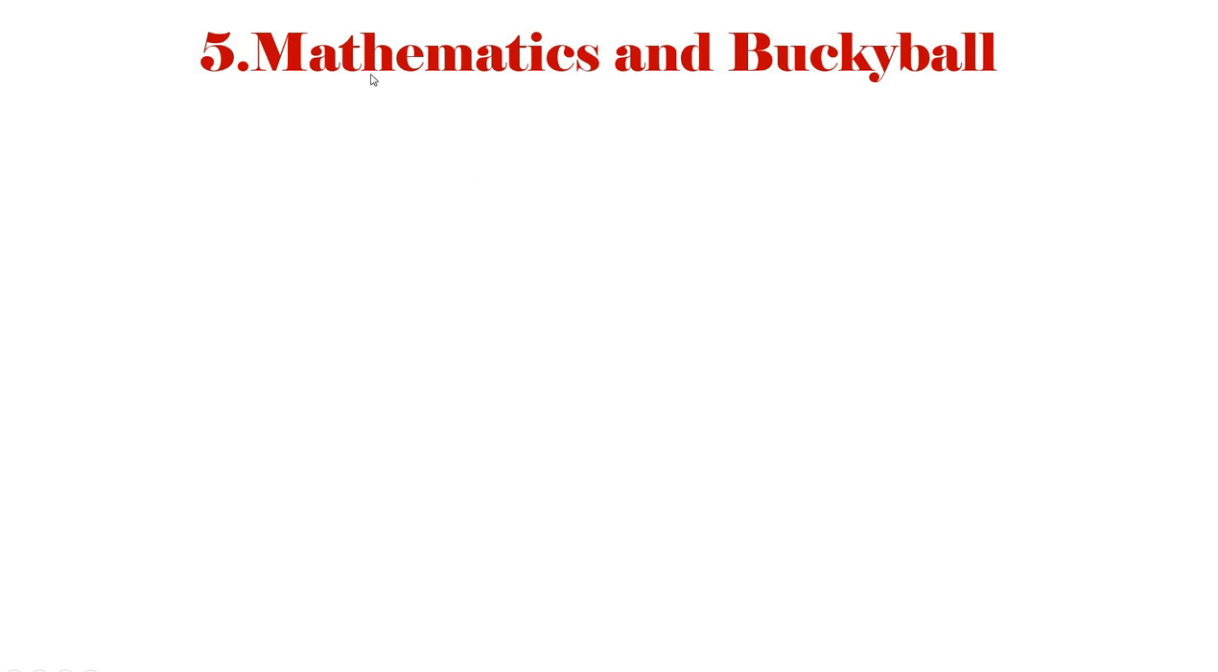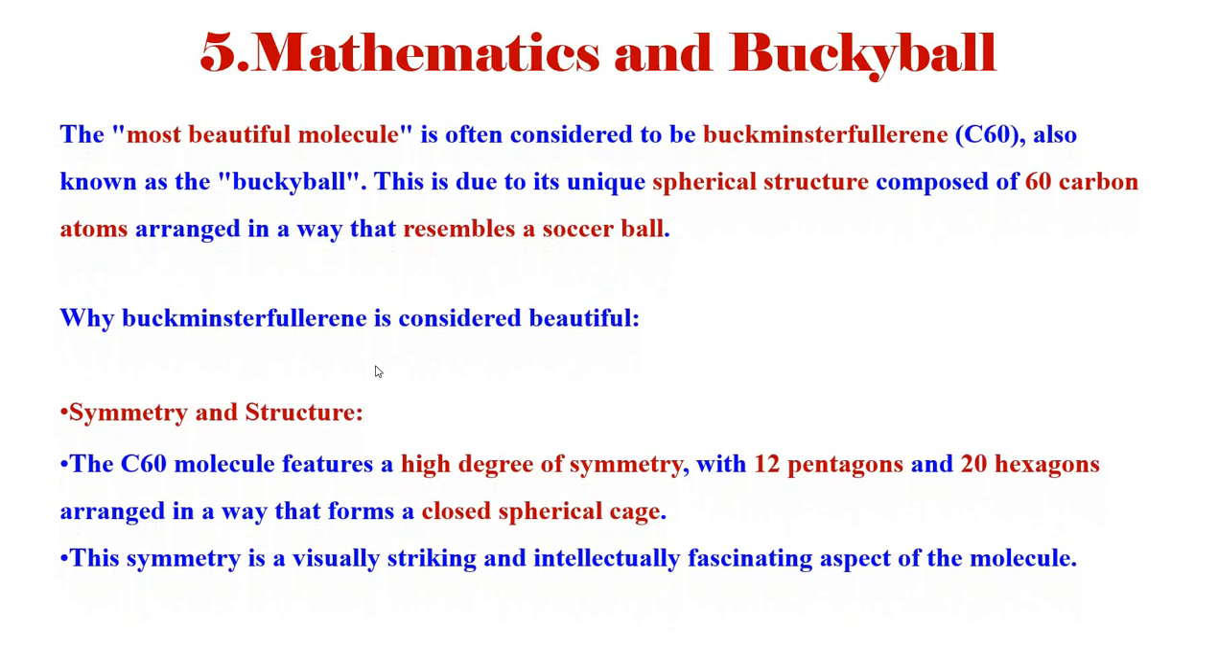Next comes mathematics and chemistry. So in that you can give the title as mathematics and buckyball. The most beautiful molecule is often considered to be Buckminster fullerene, namely C60. It is also known as buckyball. This is due to its unique spherical structure composed of 60 carbon atoms arranged in a way that resembles a soccer ball. Now, why is this buckyball considered beautiful?